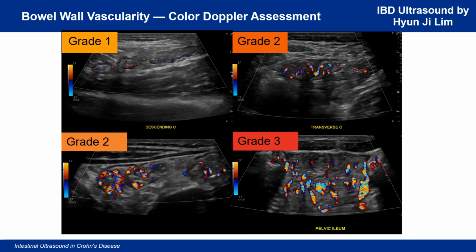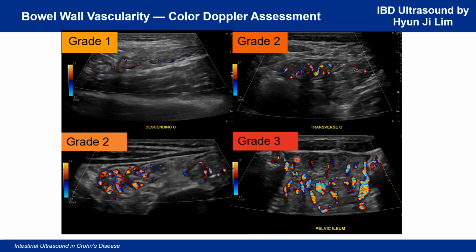This figure illustrates the grading of color Doppler signal according to the IBUS-SAS scoring system. Grade 0 indicates no detectable vascular signal. Grade 1 represents minimal vascularity characterized by short, spotted signals within the bowel wall. Grade 2 represents moderate vascularity characterized by confluent linear Doppler signals confined to the bowel wall.